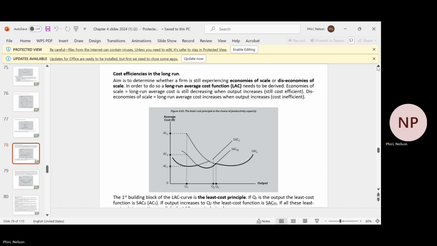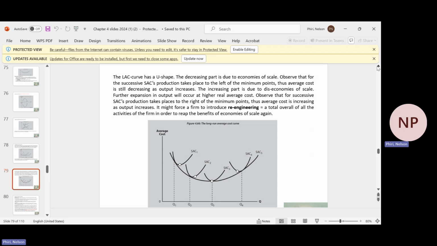Then we have our least cost principle, which we use to derive a long run average cost curve. Then we have the shape of our long run average cost curve, which is a U shape. So those are the important elements.